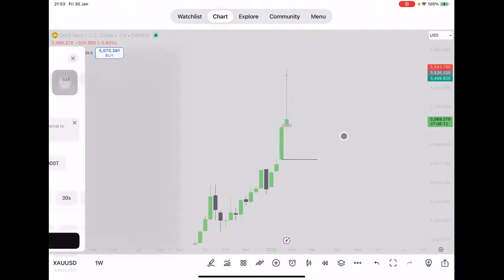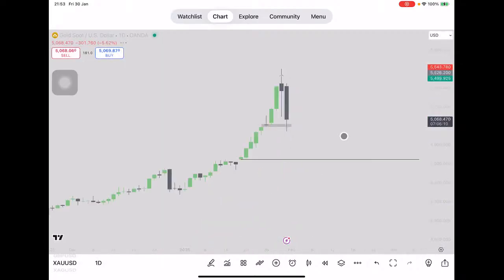If I go to the daily, honestly, there is a part of me that believes that gold could have a much deeper dip. Probably till here. I think this level is possible. This is a gap from a couple of weeks ago. Well, more like 10 days ago, yeah.